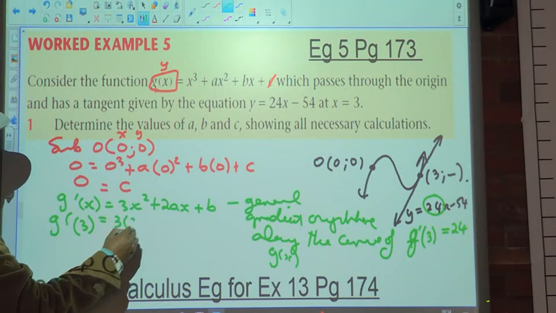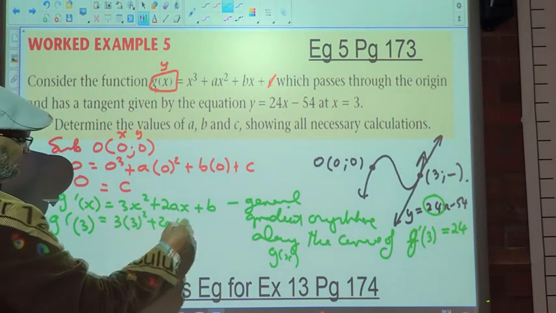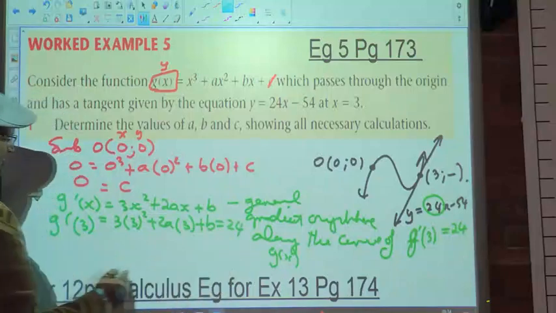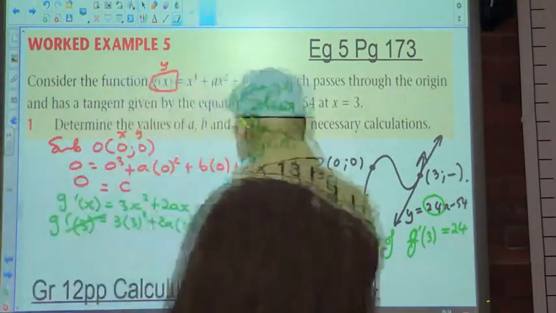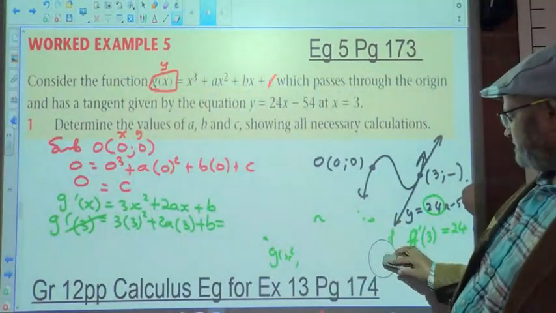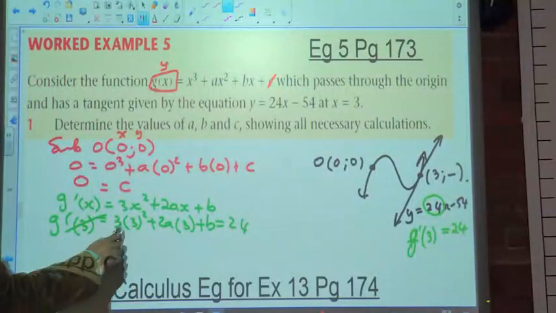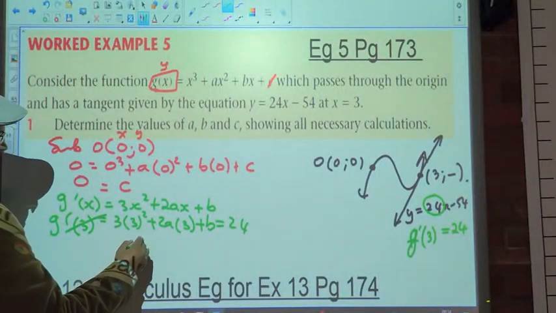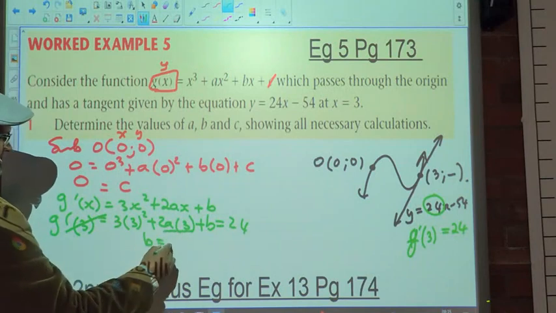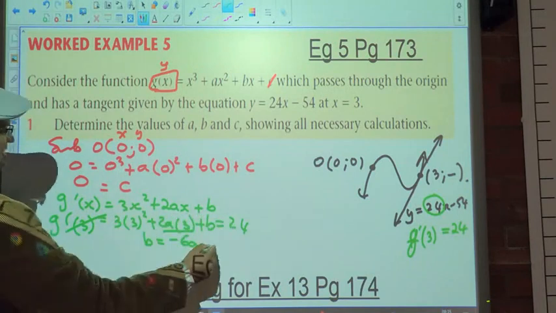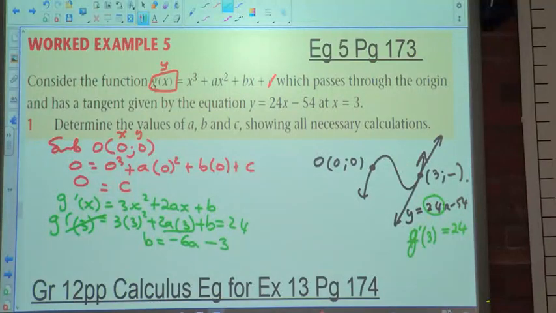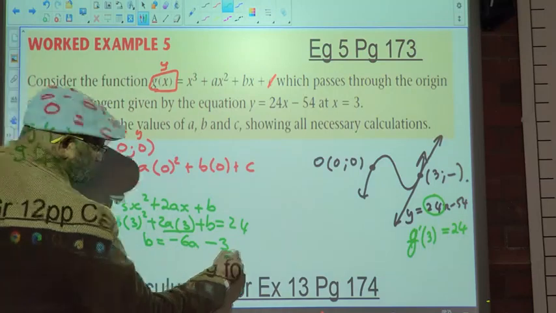So it's going to be 3 times 3 squared plus 2a times 3 plus b is equal to 24. So that is 27 plus 6a plus b equals 24. So b is equal to negative 6a, 24 minus 27 is negative 3. So what do I notice now? I have 2 unknowns. Did you see that? So this will definitely go into simultaneous equations. So this is equation 1.